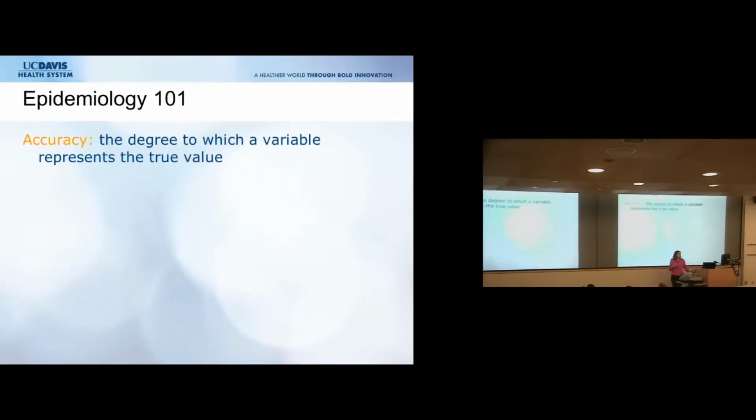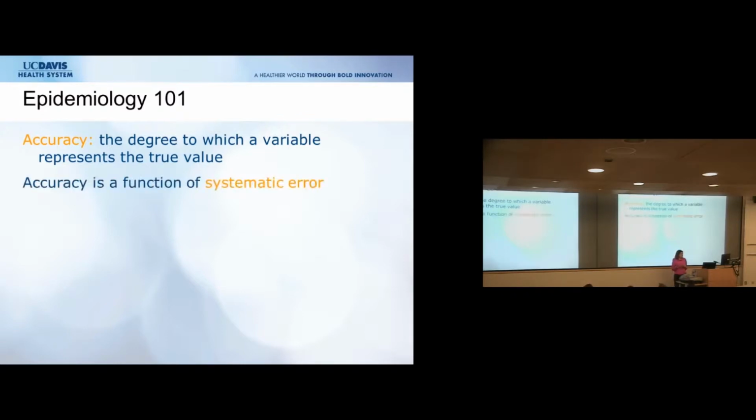When we're making our surgical decisions, we want to be accurate. We want to make the best decision for our patient to, again, maximize benefit and minimize harm. So accuracy we define as the degree to which a variable represents a true value. In our context, we want to make the most accurate decision we can in terms of a surgical treatment plan for a patient.